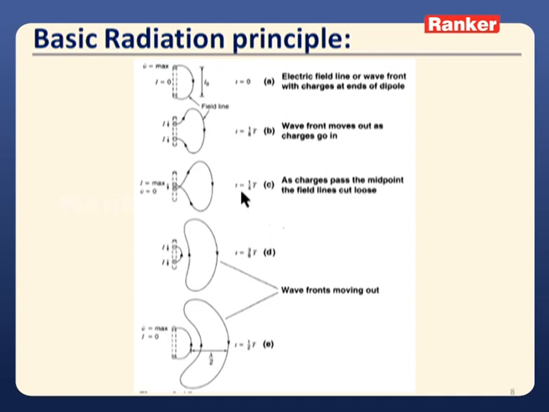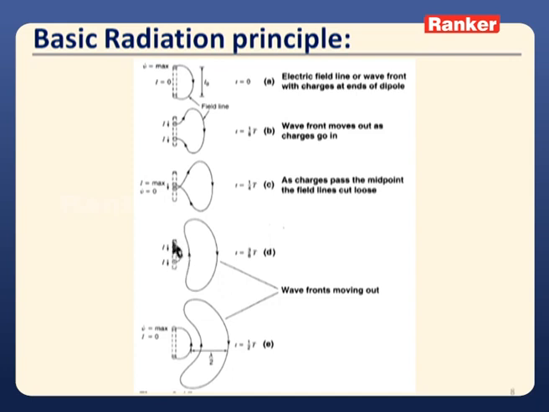But we are still increasing the time. As the time increases, at some point these two charges will be swapped. Whenever these two charges are swapped, obviously the direction of the electric field also changes. Initially the direction of the electric field is like this. Here the direction of the electric field is like this. But what happens here is that the direction of the electric field is opposite to the original one. With this conflict, the previously generated field is detached from the dipole and moves into free space. The point given here is: as charges pass the midpoint, the field lines cut and loose. You can observe that phenomenon here because of the change in the direction of our electric field.